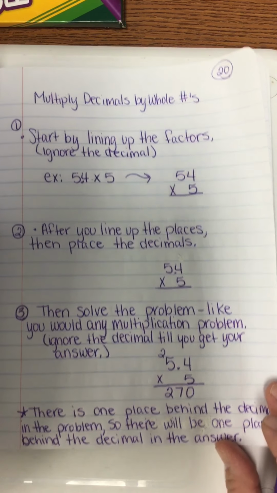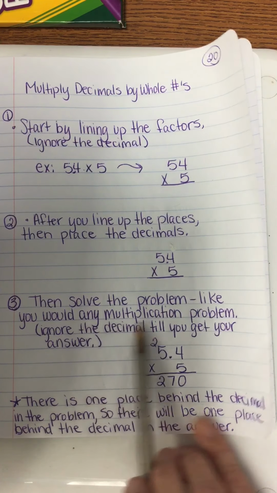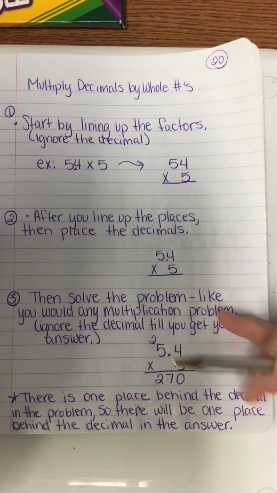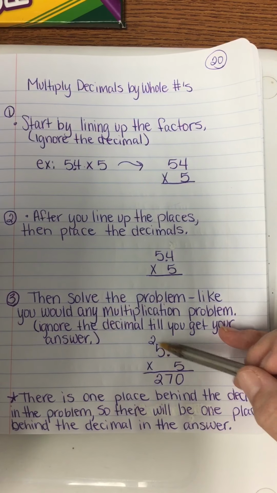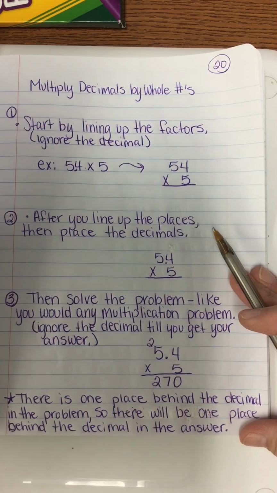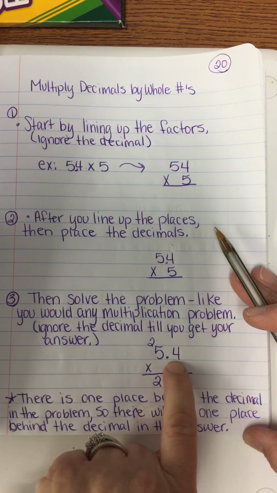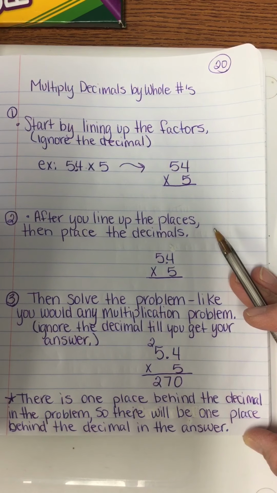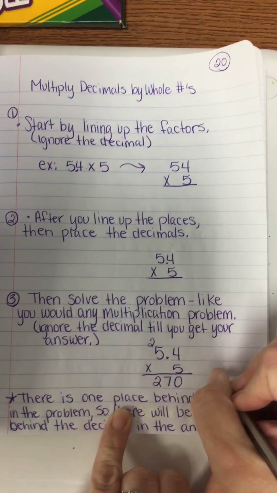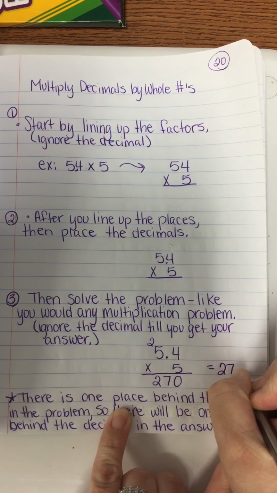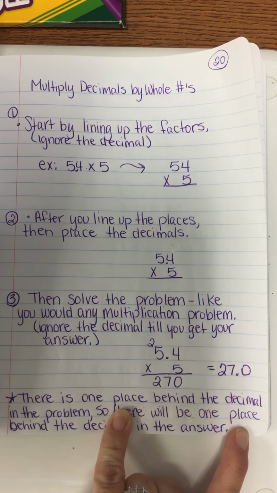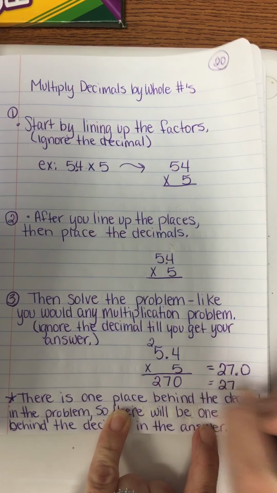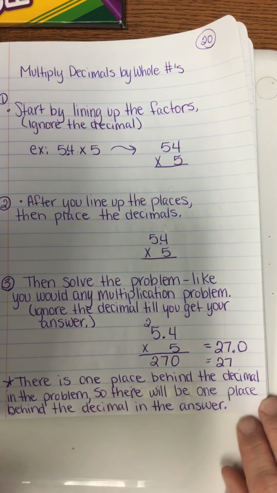All right. After that, solve the problem like you would any multiplication problem. Ignore the decimal till you get your answer. So 5 times 4 is 20, 5 times 5 is 25, plus 2 is 27. So then we need to look at, there's one place behind the decimal. There's one number behind that decimal in the problem. So there will be one place behind the decimal in the answer. So my answer will be 27.0, so 27. Okay, so it could be 27.0 or 27. Either one of those answers is correct.